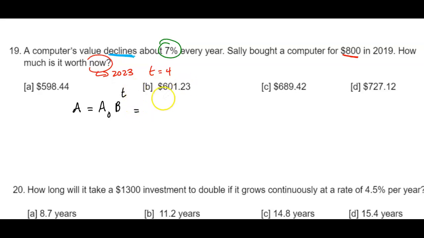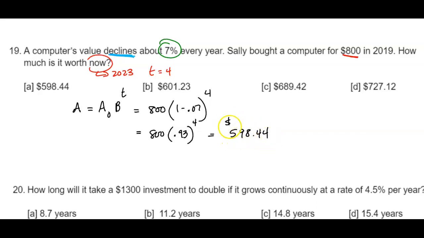So our initial value was 800. Our decay factor should be 1 minus 0.07, and thus raised to the t, we're saying t is 4. This is the same thing as saying 800 times 0.93 raised to the 4, and plugging that into your calculator, you end up getting $598.44, which is A.